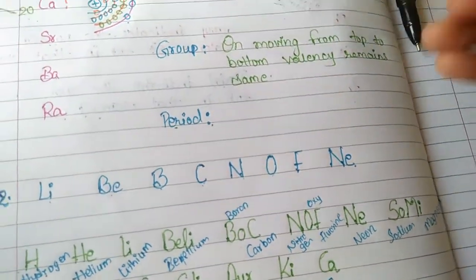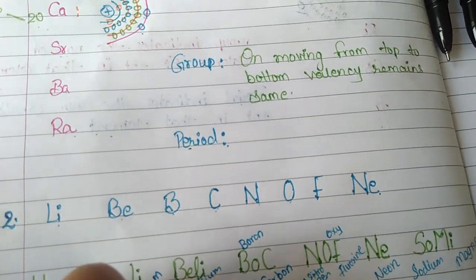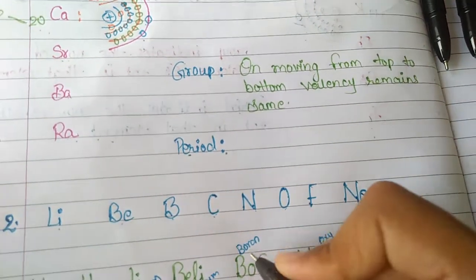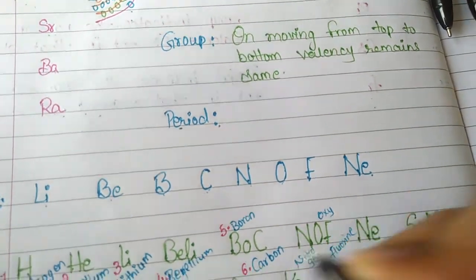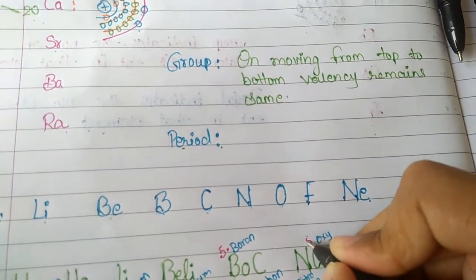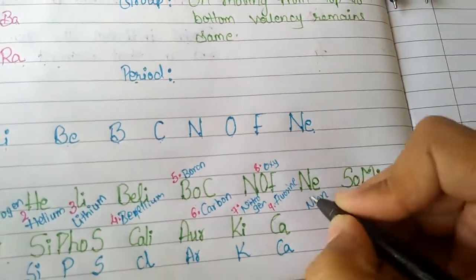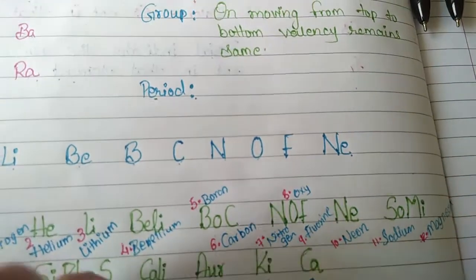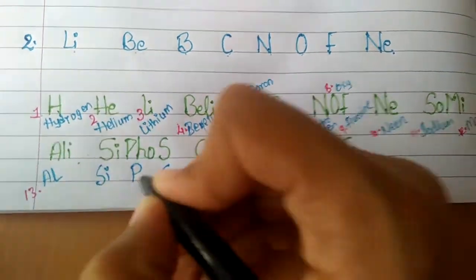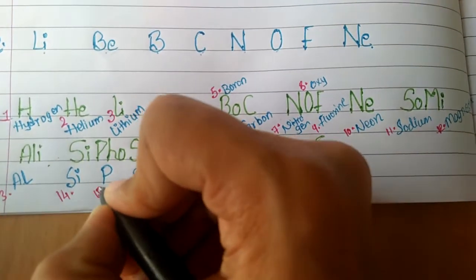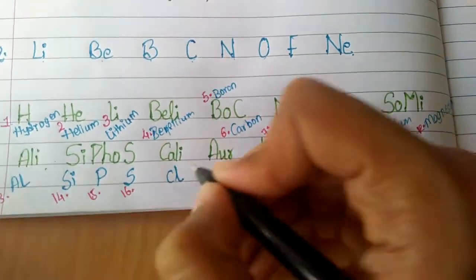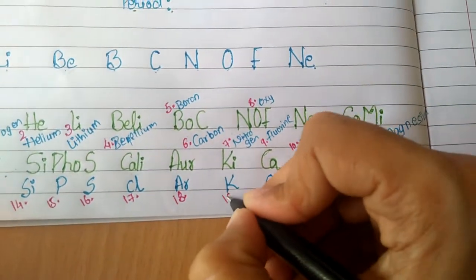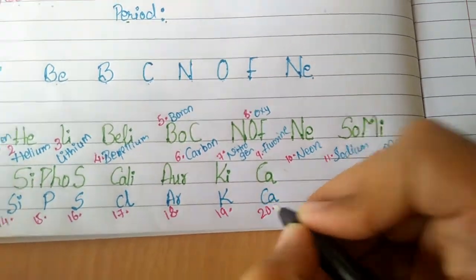So the very first element of the periodic table is hydrogen, atomic number 1; helium, atomic number 2; lithium 3; beryllium 4; boron 5; carbon 6; nitrogen 7; oxygen 8; fluorine 9; neon 10; sodium 11; magnesium 12; aluminium 13; silicon 14; phosphorus 15; sulfur 16; chlorine 17; argon 18; potassium 19; and calcium is 20.